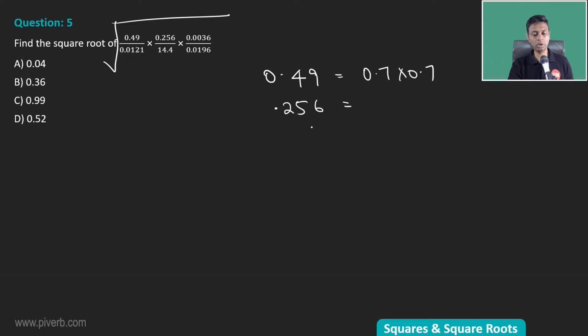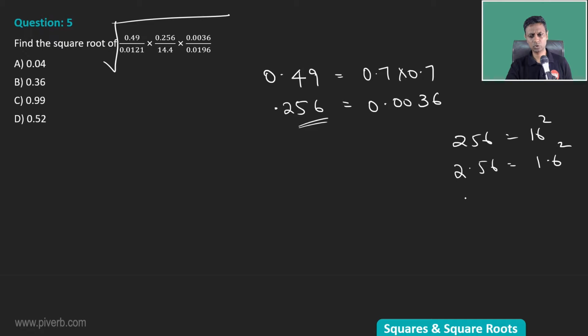0.256. 0.0036. It's a wonderful question. 0.256: 256 is 16 square. 2.56 is 1.6 square. 0.0256 is 0.16 square. But 0.256 is not naturally a perfect square.